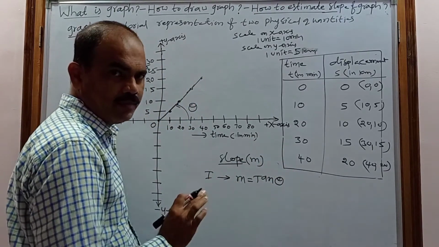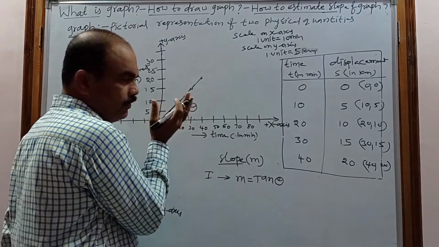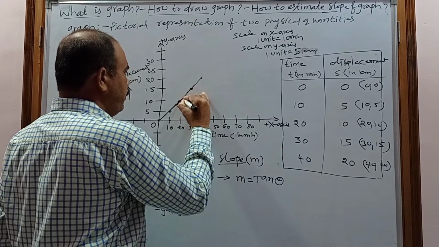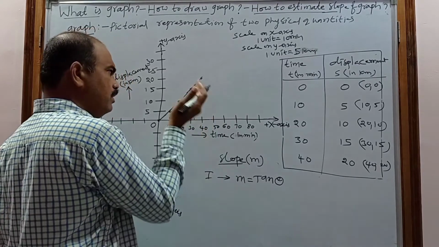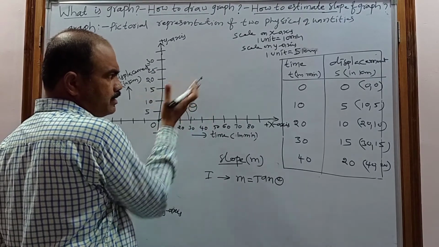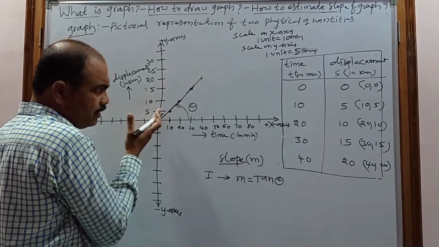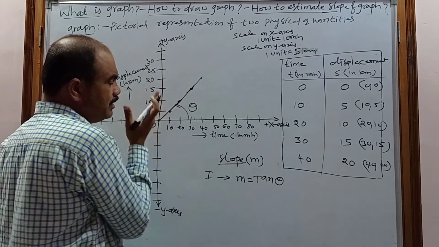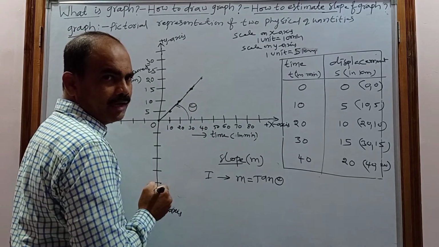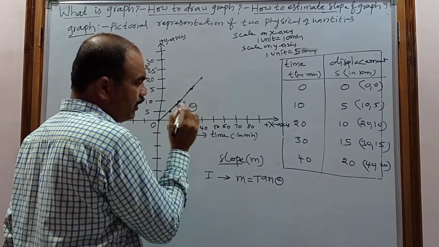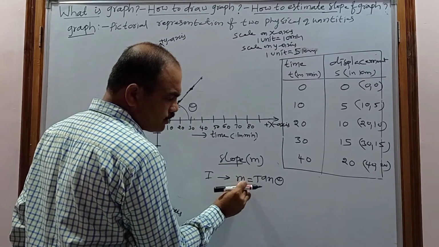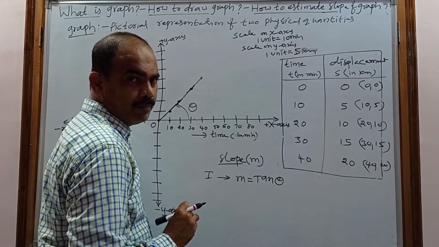So what is the first method? If you get a straight line, draw the tangent at 2 points on the line. The tangents are also along the straight line. First of all, find the angle made by the line with the x-axis in the anticlockwise direction. Then find the tan value of that angle. That value represents the slope.